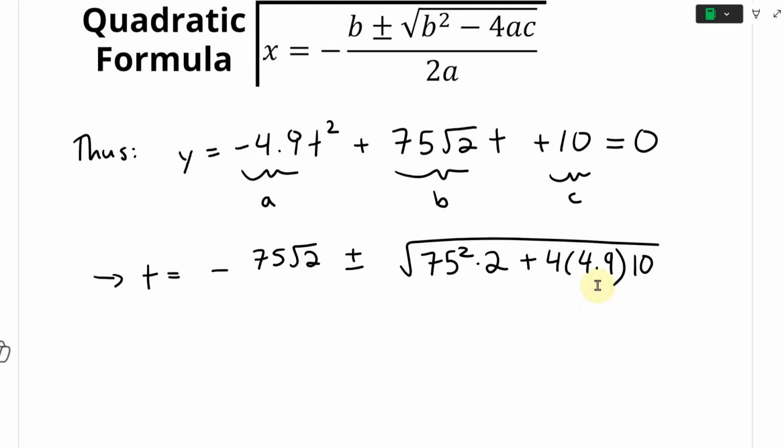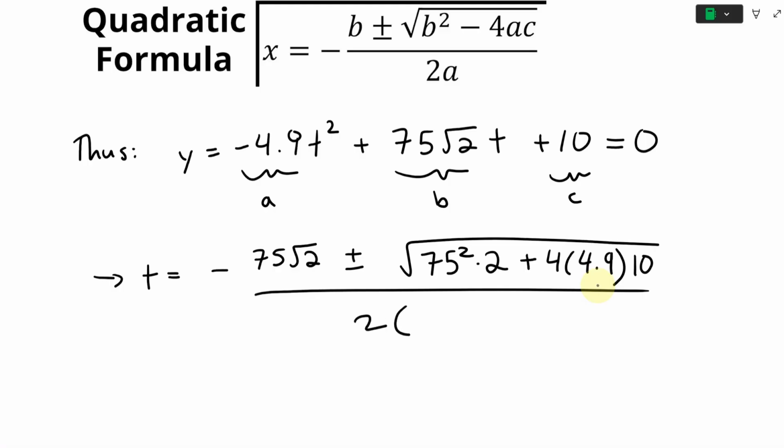Alright, that's what we have, and then we have to divide by 2a, so 2 times a, which is negative 4.9. So I'll put a negative out there, 4.9, like that. So that's what we have.